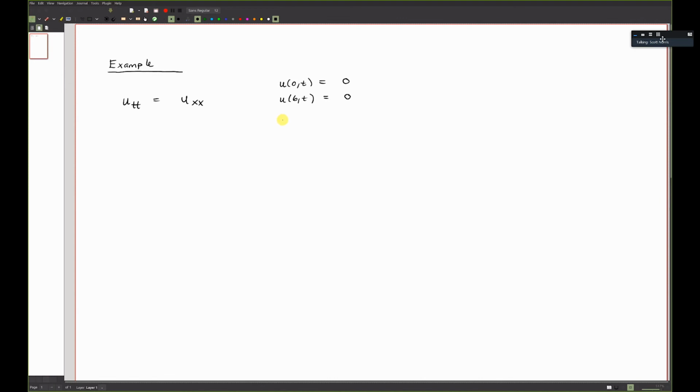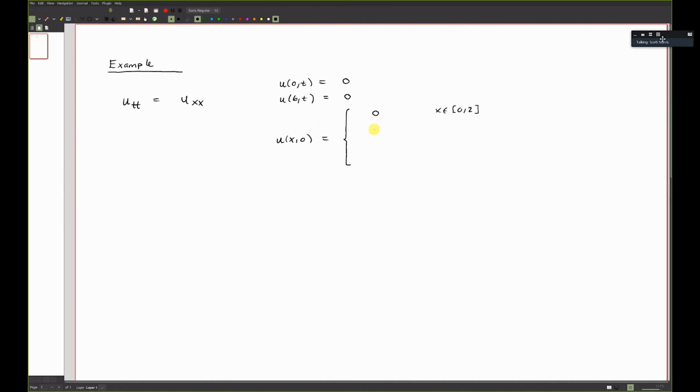The only thing that's going to be a little unusual is our initial condition. It's actually easier to just graph it than it is to describe it, but I'll go ahead and do that. It's 0 if x is from 0 to 2.